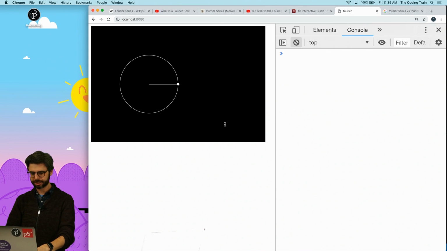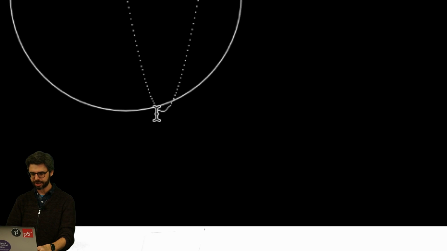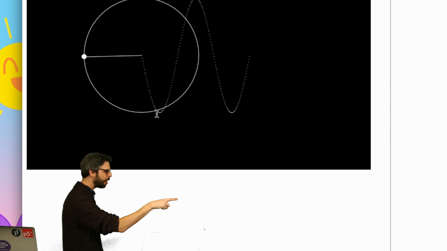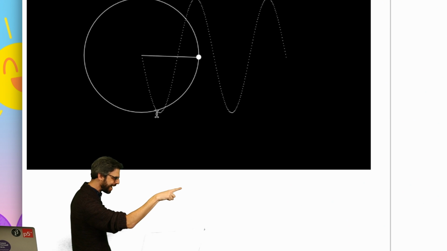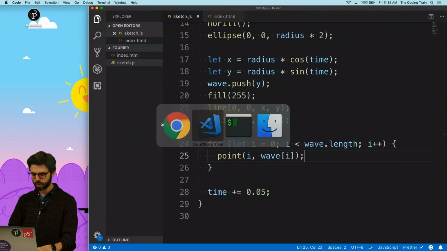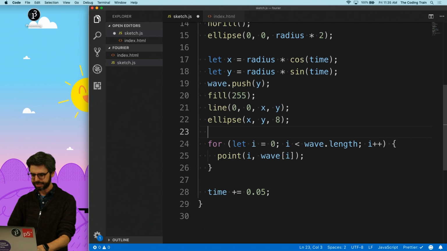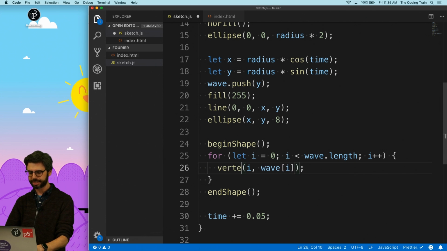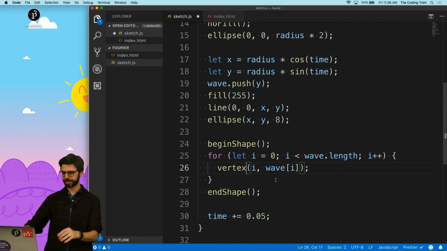If I do this, look at that. There's that wave pattern going. All of those points are moving up and down. And you can see how the height of that wave is the same as the thing passing around. Okay, but this doesn't look so great. So what I want to do is instead use begin shape and end shape, and then say vertex. This will actually tie it all together.